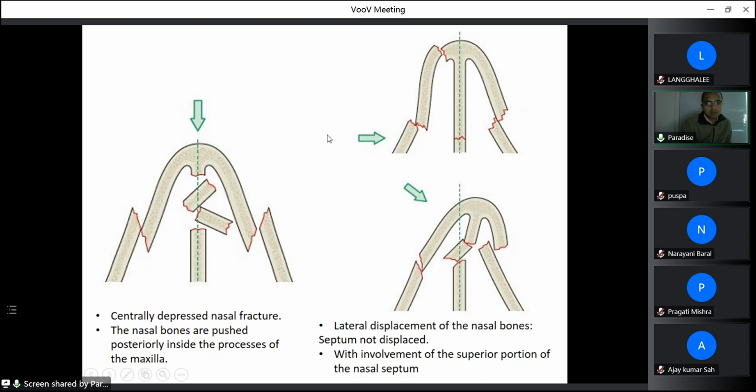If the direction of the force is from the lateral side, or at an angle of 45 degrees, then this type of fracture and displacement will be different. In case of lateral displacement of the nasal bones, the septum is not displaced in the first figure. In the second figure, there is involvement of the superior portion of the nasal septum.